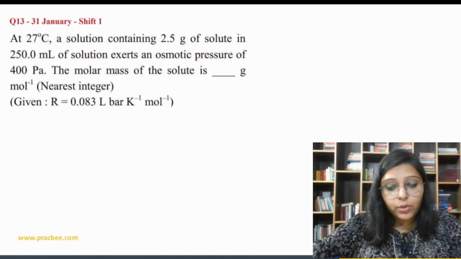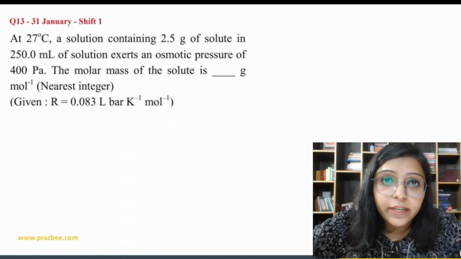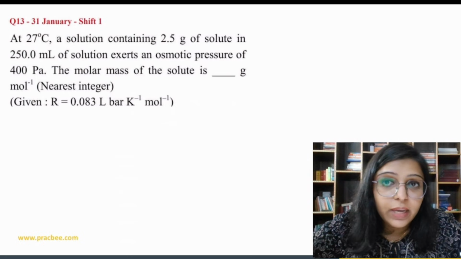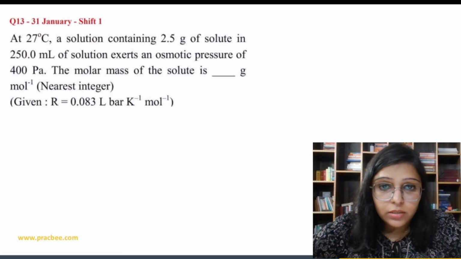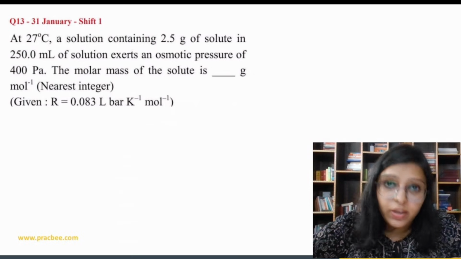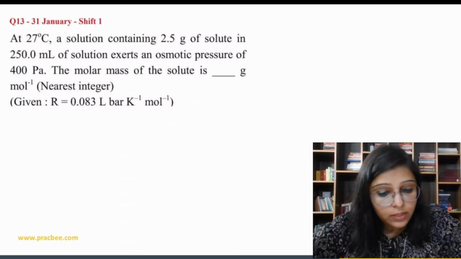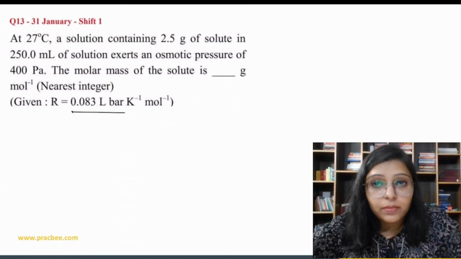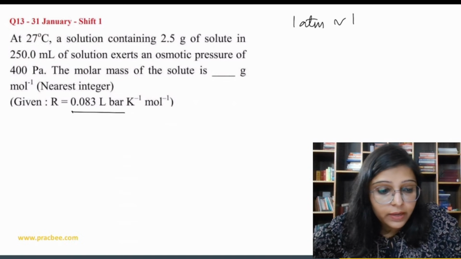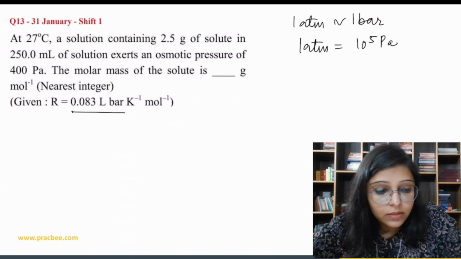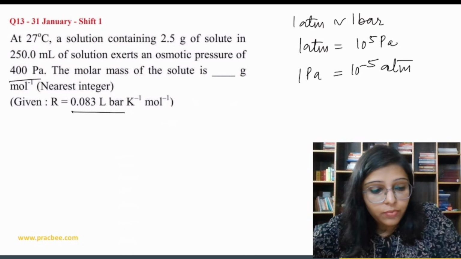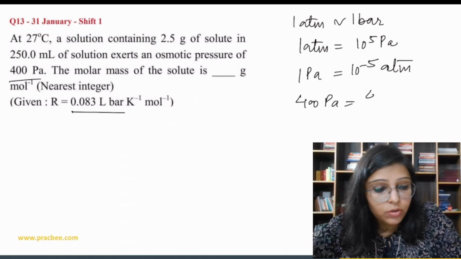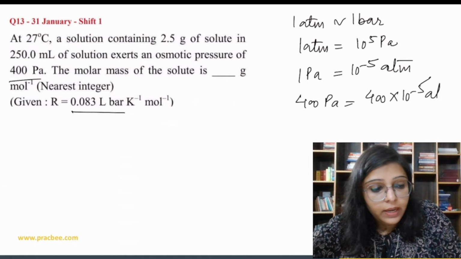Now let's do the next question. The next question says at 27 degrees Celsius, a solution containing 2.5 gram of solute in 250 ml of solution exerts an osmotic pressure of 400 Pascal. So we have to find out the molar mass of the solute. See, R value is given in bar. 1 atm is equivalent to 1 bar and 1 atm is equal to 10 to the power 5 Pascal. So 1 Pascal is equal to 10 to the power minus 5 atm, and in the question we have 400 Pascal. So 400 Pascal is equal to 400 into 10 to the power minus 5 atm.